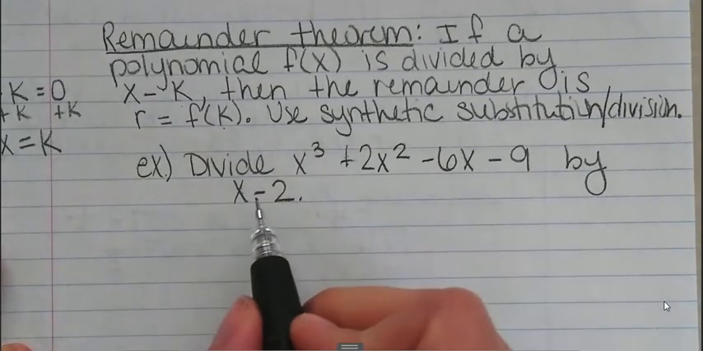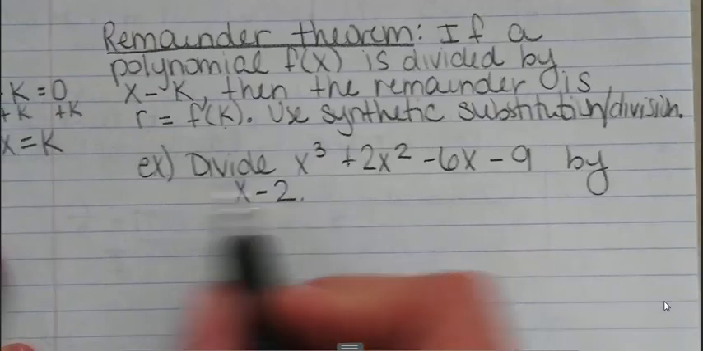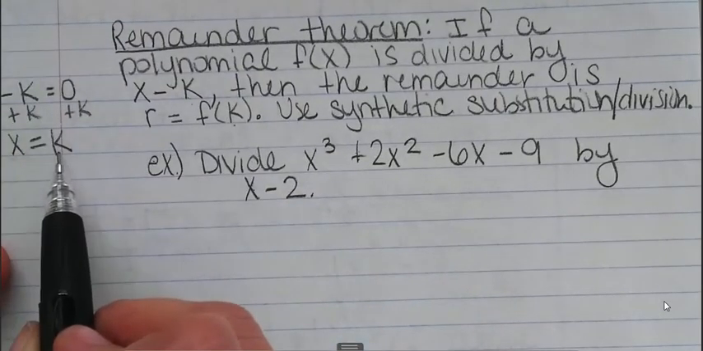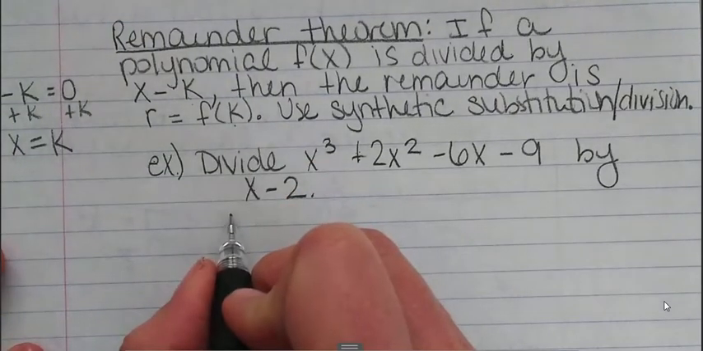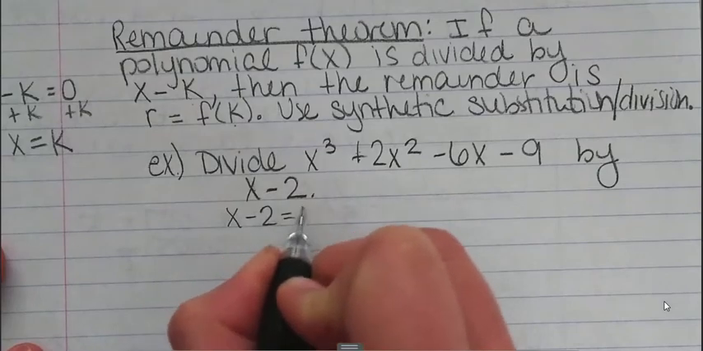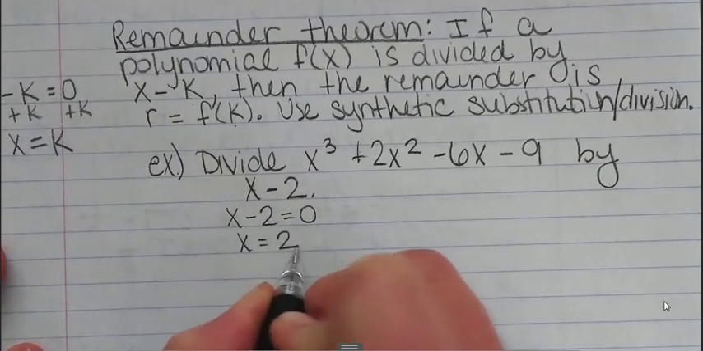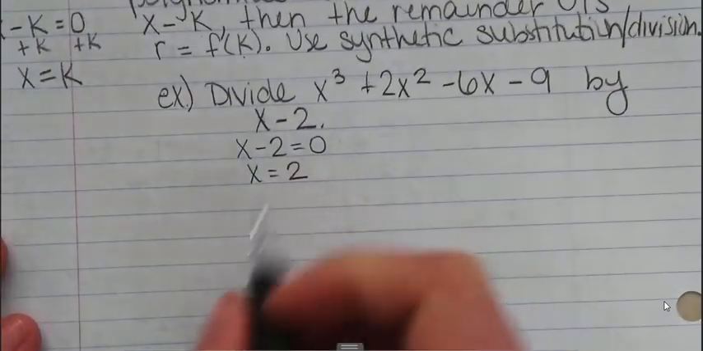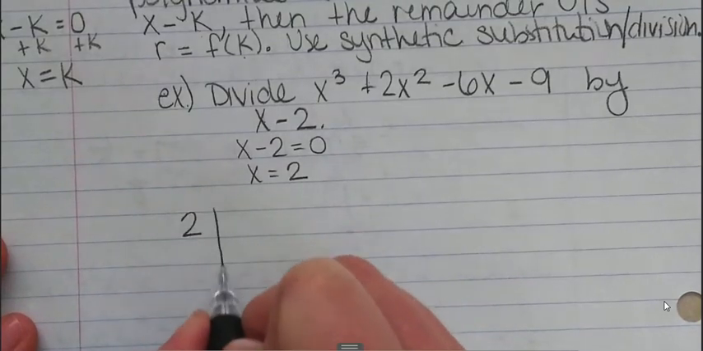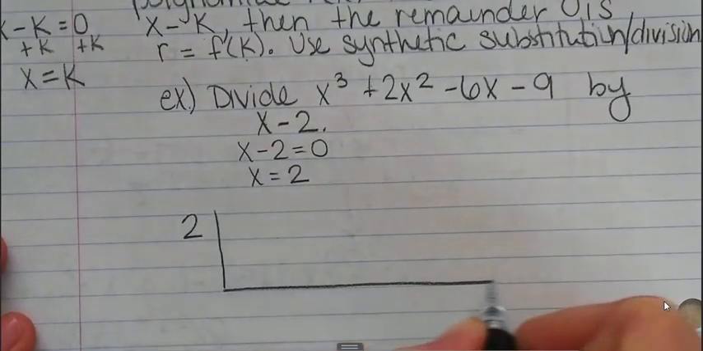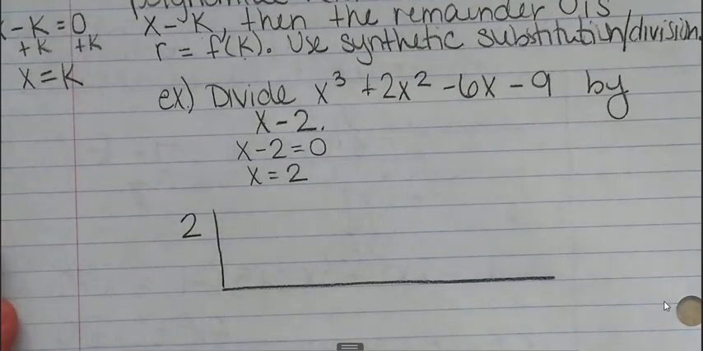All right, so the first thing I'm going to do is figure out what my k is, okay? What is my k here? So the first thing you do is you just say, well, let me set that equal to 0. So I know that x is going to be 2. So on the outside of my synthetic division, I'm going to have 2.